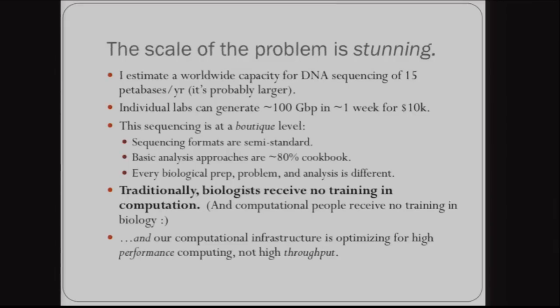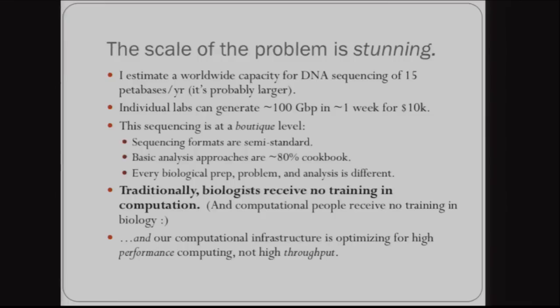Each individual biology lab is writing NSF grants, getting money to do this, sending it to the sequencer, getting back the data, and then going, oh no, what now? Right? Because most biology labs don't have anybody that can deal with this data. They don't have any training in it. The software packages all run on this thing called Unix, which you may have heard of. And it's just very tough. So the sequencing's done at a boutique level. The sequencing formats are boring and semi-standard, but the basic analysis approaches are only about 80% cookbook. And so there's a lot of educational stuff that I'm doing to try and train graduate students and postdocs in this problem, because of course biologists generally receive no training whatsoever in computation.